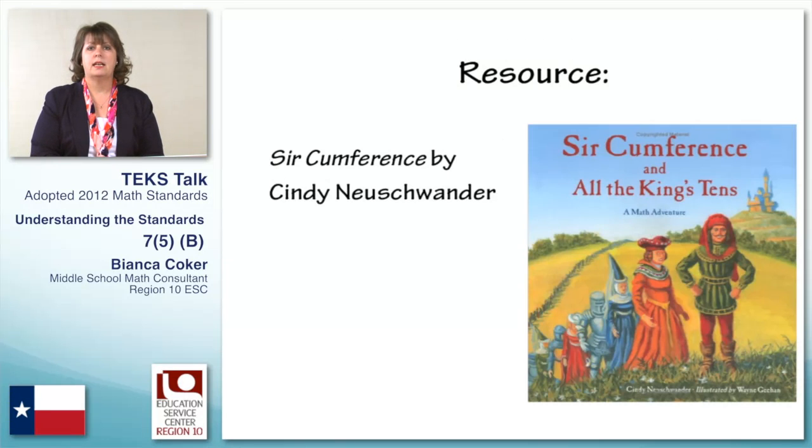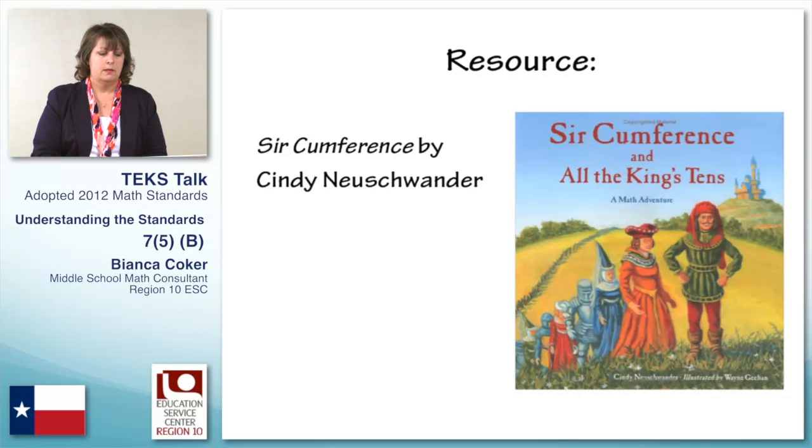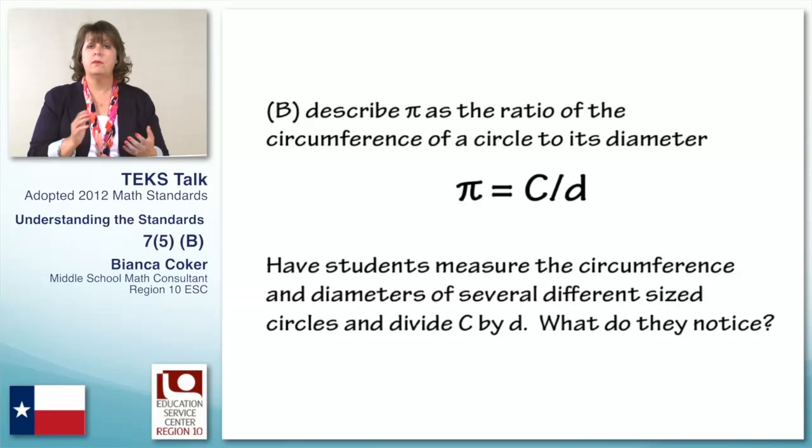Some of the resources I'd like to share with you in this video related to this particular standard are some literature like the circumference series. So let's talk about how we can do this. If we are to describe pi as the ratio of the circumference of a circle to its diameter, in other words, pi equals c divided by d, well, how can we do this?